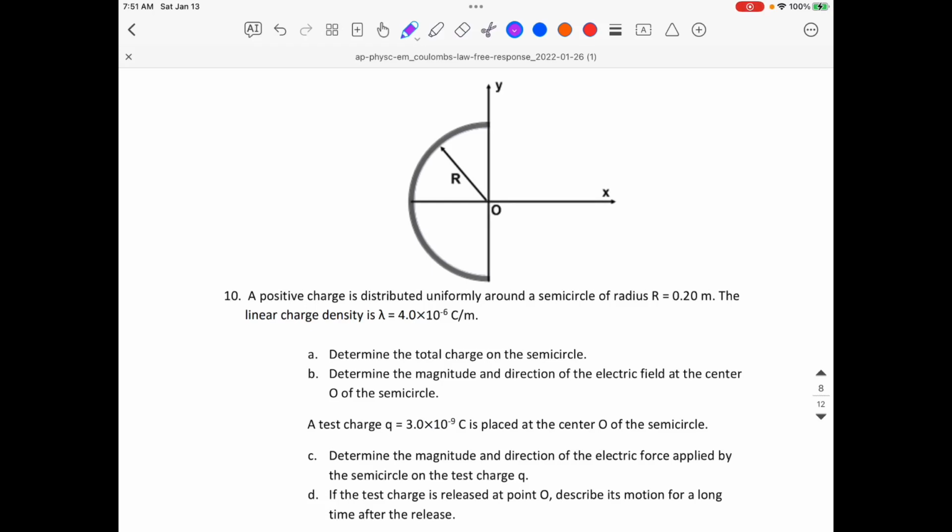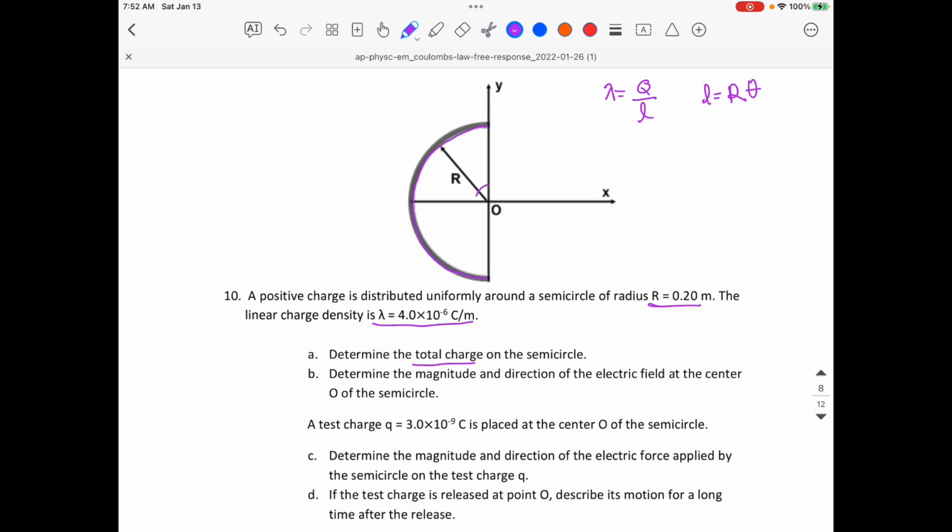So for problem number 10, part A, we've got a semicircle of charge. We're given the density and the radius, and we need to determine the total charge on the semicircle. So this comes from the equation that the linear density is equal to charge over length, and the length of the semicircle can be determined through our equation that length of side is equal to r times the angle.